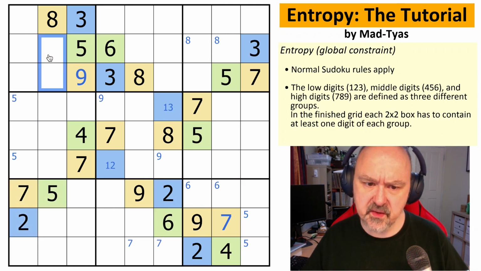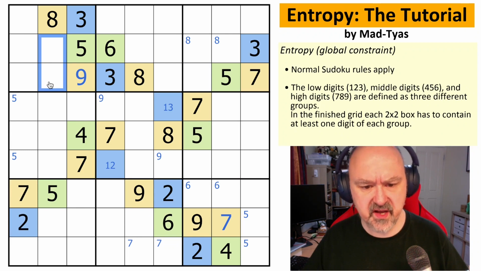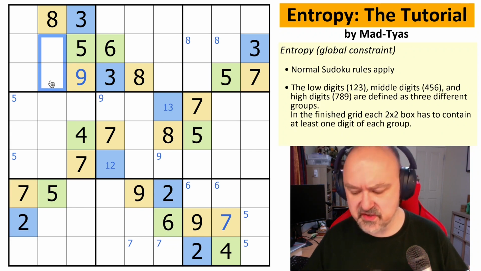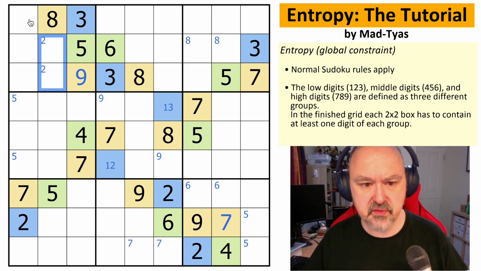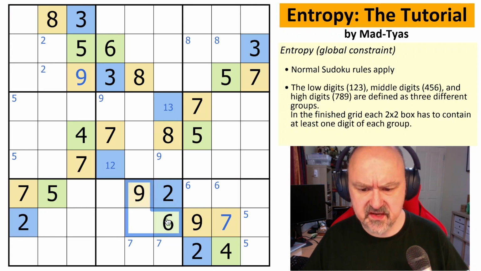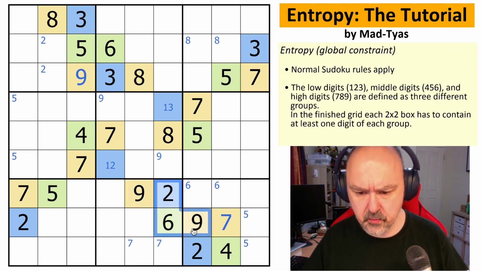Now, I know there has to be a blue in one of these two, and it has to be a 1 or a 2. Well, there has to be a 2 in there, because the 2 is taking up all of those. And this is another triple. So this 2x2 has already got one of each of the three. This 2x2 has already got one of each. This 2x2 has already got one of each.